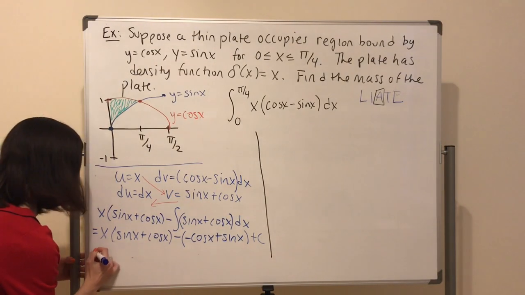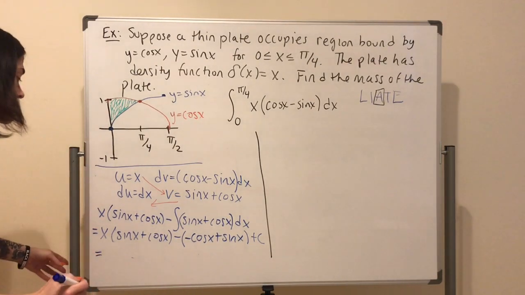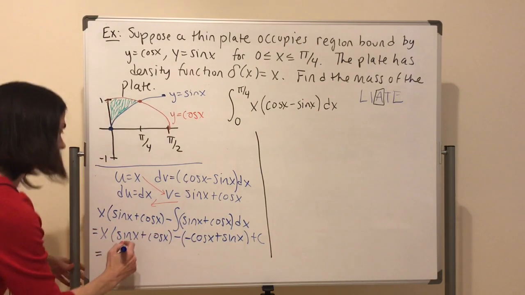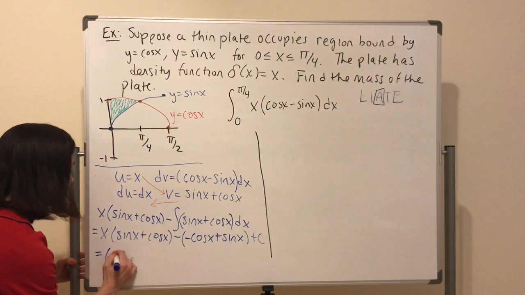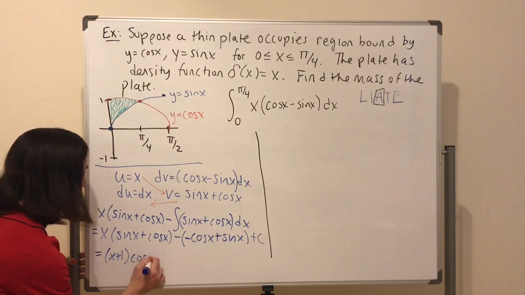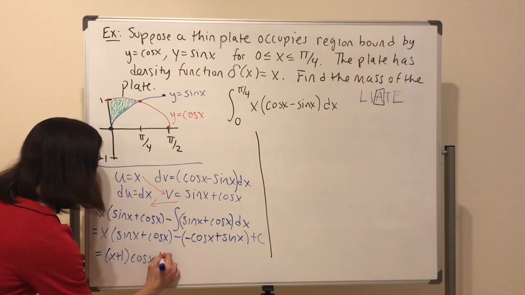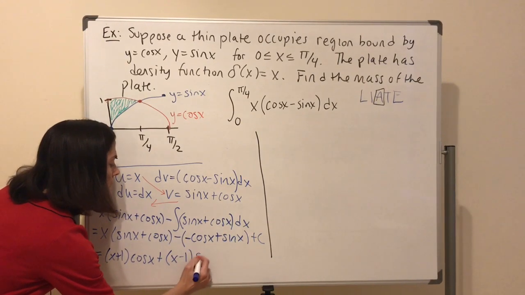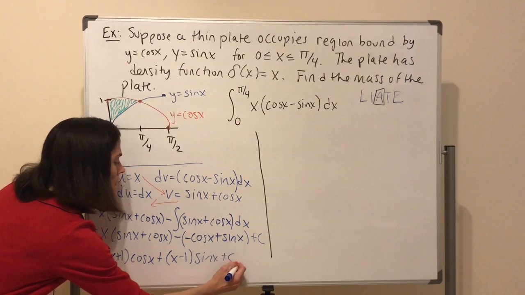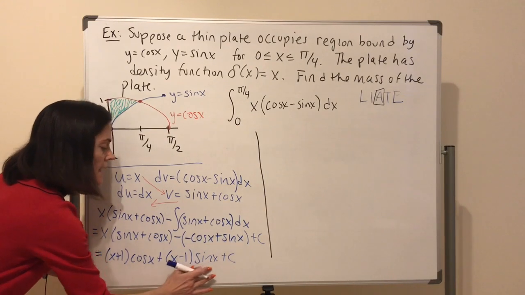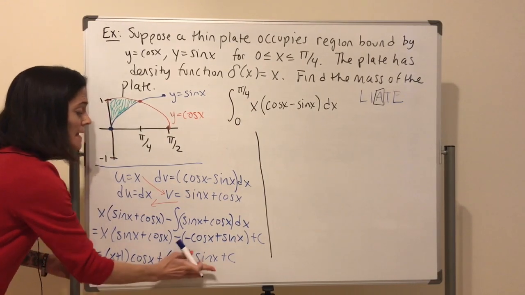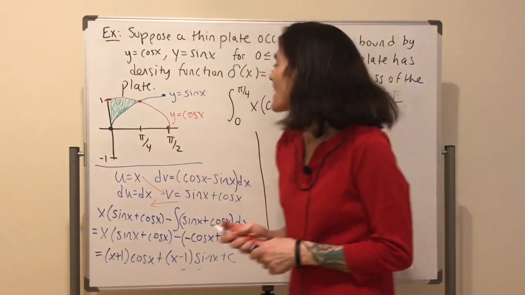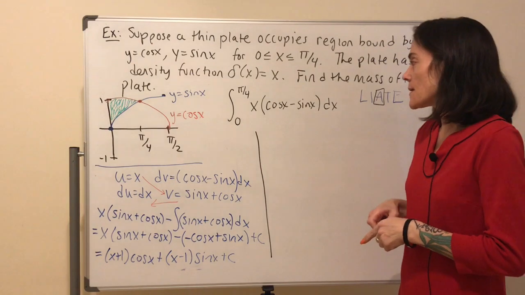My final answer, what can I combine? I have x plus 1 cosine x. And then I have x minus 1 sine x. So here is, maybe I shouldn't underline it, it looks like an answer. This would be an indefinite integral for this integrand. Now let's use it here because I need to evaluate.